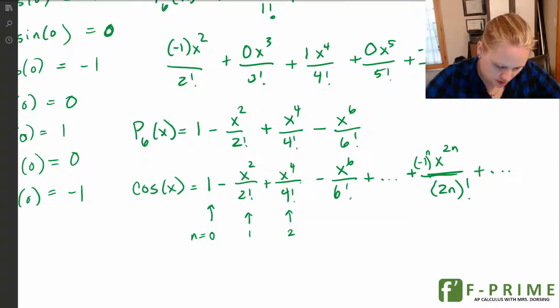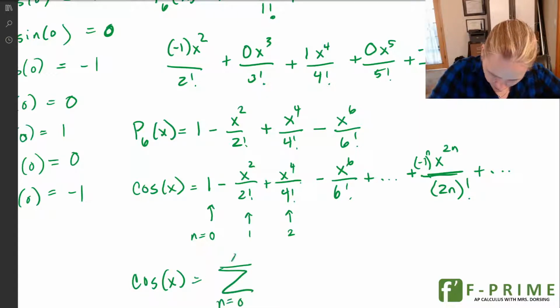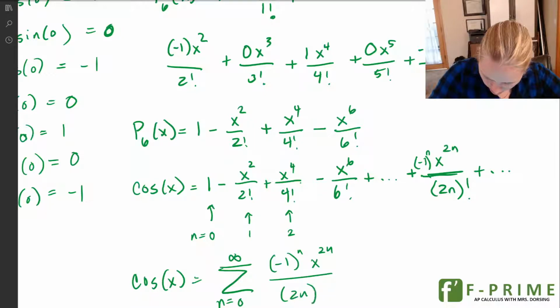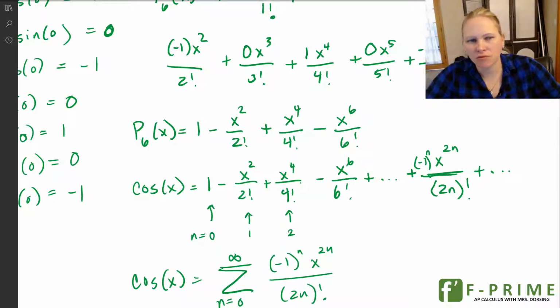That's one way to represent the Taylor series. Another way to do it is to say sigma notation. So you go sigma n equals 0. And then all you do is just throw that nth term in there. Ta-da! And that's all we have to do. So both of these are totally fine.